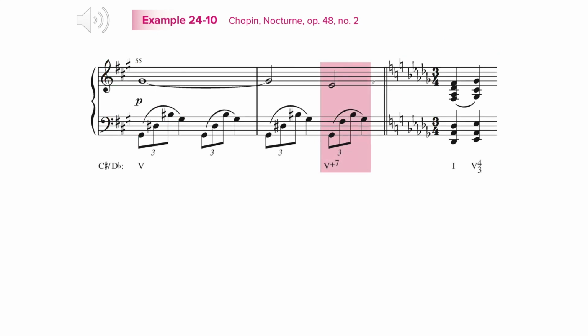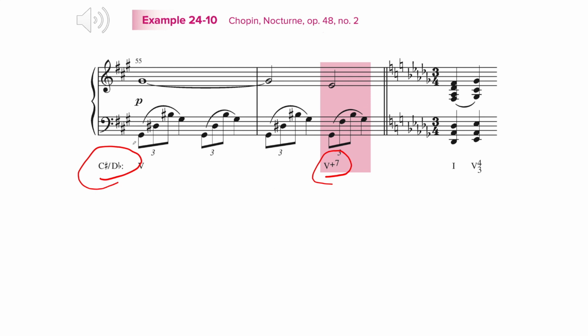This is the analysis by Koska. And you see this is the dominant with a raised fifth. And the indication is C sharp or D flat, major or minor.